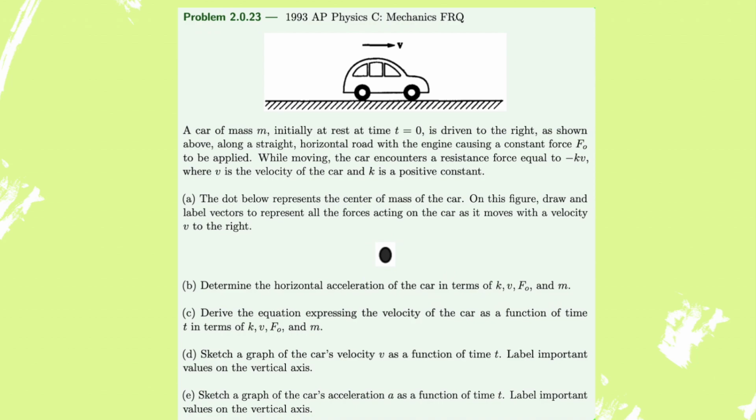And then there is a constant force on it, F of O. This is caused by the engine. And then there is a resistive force on it, minus kv. And then, of course, there is a normal force and then gravitational force.